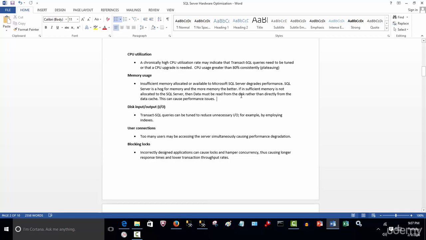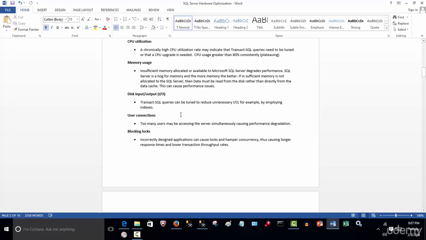If insufficient memory is allocated to the SQL Server, then this is what happens. Data must be read from the disk rather than directly from the data cache, and this causes performance issues. Note that if you have a choice for data to be accessed from the disk or from the memory, the memory is a lot faster than disk. So the more memory you have, the better it is.